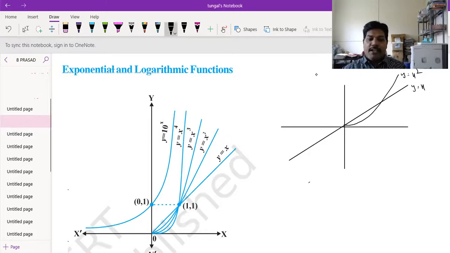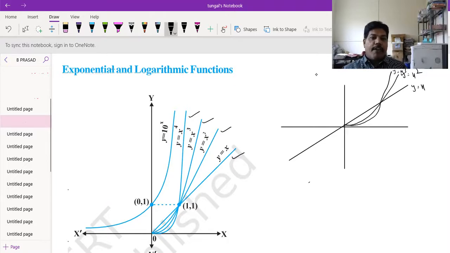If we take y is equal to x cube, what happens? We will get a curve like this. So that is y is equal to x cube, along with y is equal to x square, y is equal to x, and y is equal to x power 4.